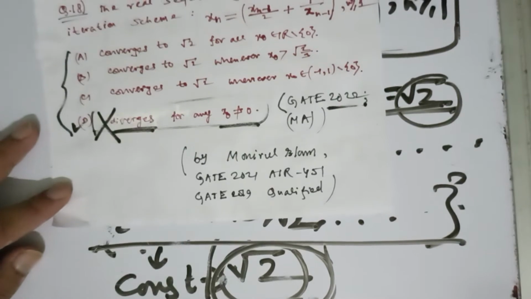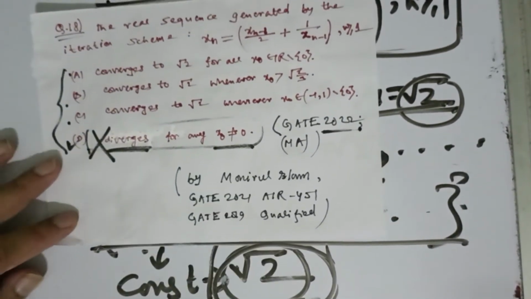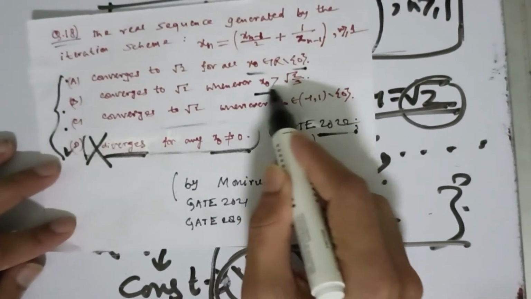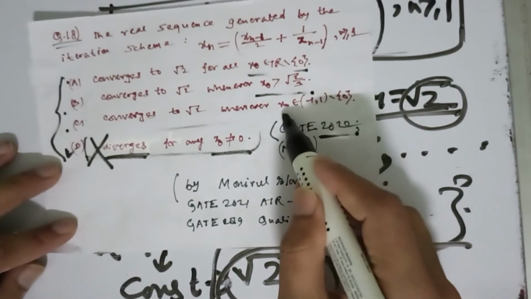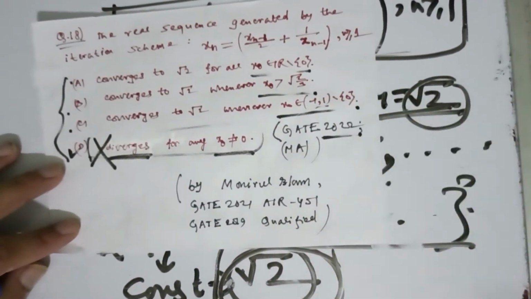Anyhow, now we analyze options A, B, C. Here it says x0 converges to root 2 for x0 belonging to the non-zero real numbers. Here it says x0 greater than root 2 by root 3. Here it says x0 belongs to the open interval minus 1 with non-zero. So I am taking any non-zero x0.